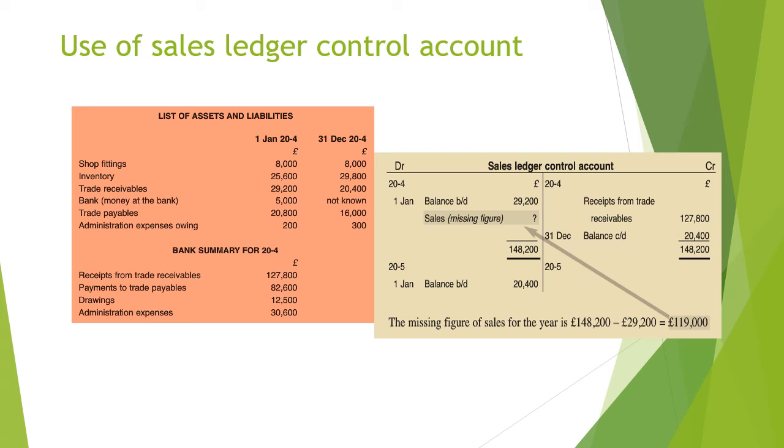Here we have received £127,800 during the year, so the sales ledger control account is being credited by this amount. When we try to balance it, the carried down balance is £20,400. Now we have three figures, and it's easy to find the fourth one, which is your sales. So in order to calculate the sales, £148,200 minus £29,200 is equal to £119,000, which is the sales for this year.